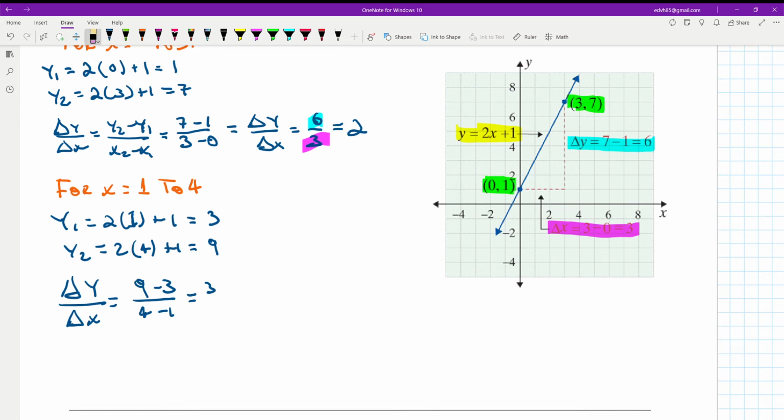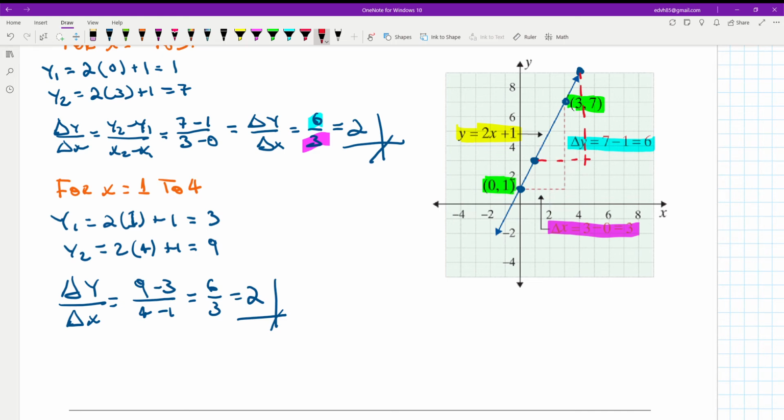That's 6 over 3, which equals 2. So again, because in this case we are working with a straight line, the slope between this point and that point is the same as the slope between the points 1 and 4. Notice the value of the slope is the same. I'm going to do that over here. The same rise, the same run.